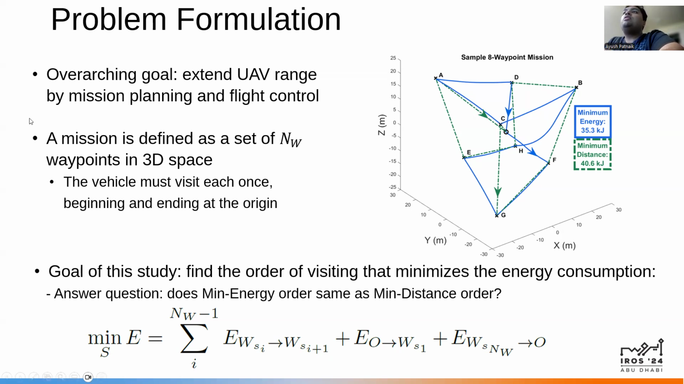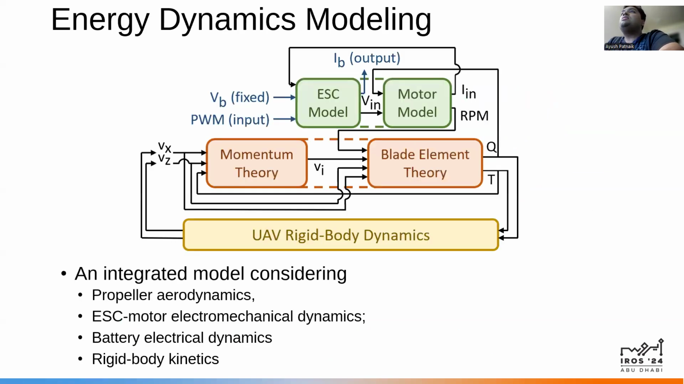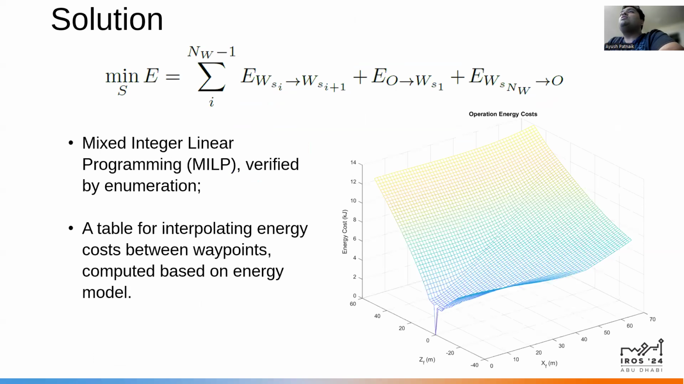To explore this, we model the total energy consumption over the entire mission. To achieve these results, we developed an integrated model that optimizes vehicle trajectories by taking into account all the dynamics of major subsystems, which include the propeller aerodynamics, the ESC-motor electromechanical dynamics, the battery electrical dynamics, and the overall rigid body kinetics. To solve this problem, we formulated it as a MILP problem where the objective function we minimize is the total energy consumed over the entire mission. We verified the MILP solution through the enumeration approach to ensure its accuracy.